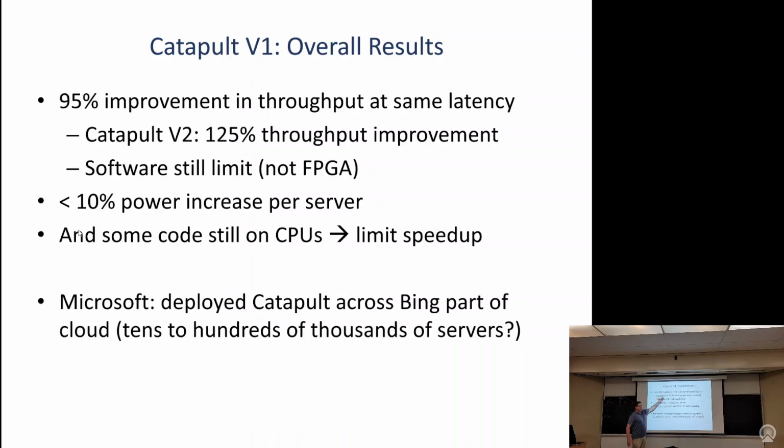They made that better when they went on to Catapult v2, the next paper. They actually got to a 125% throughput improvement. The software is actually the limit. They didn't move the whole algorithm to the FPGA, so the hardware more than kept up with the software. It more than doubled the throughput by moving a lot of the stuff off the critical path.